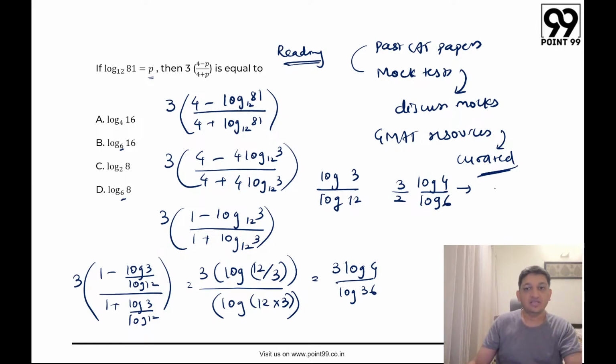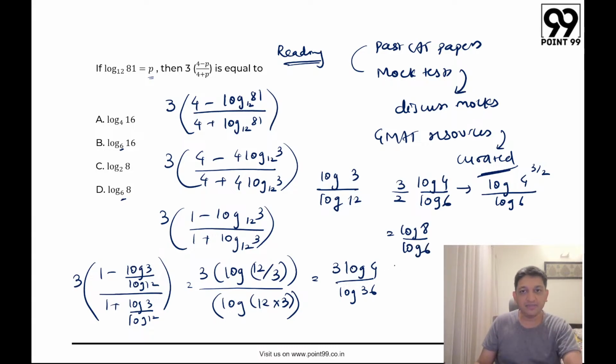So in this case, it will basically be log of 4 raised to 3 by 2 divided by log 6. What will happen here? 4 raised to 3 by 2: 4 cube is 64, and 64 raised to 1 by 2, the square root of 64, is 8. So I'll get log 8 by log 6, or log of 8 to the base 6. So the correct answer is option D, log 8 to the base 6.